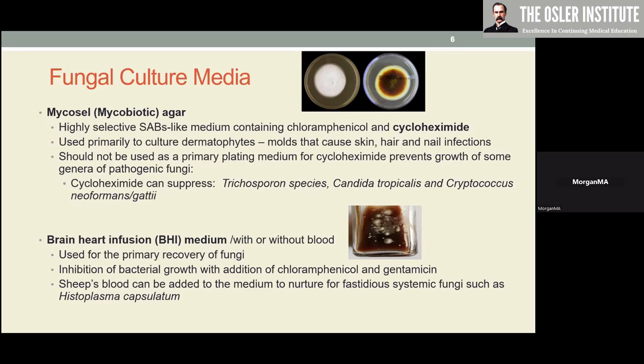And then finally, we have Brain Heart Infusion, BHI medium, with or without blood. This is used for primary recovery of fungi. You can add chloramphenicol and gentamicin to prevent bacterial growth. And since you can add blood to this media, it could be very helpful for the nurturing of some of the fastidious fungi, such as Histoplasma capsulatum.